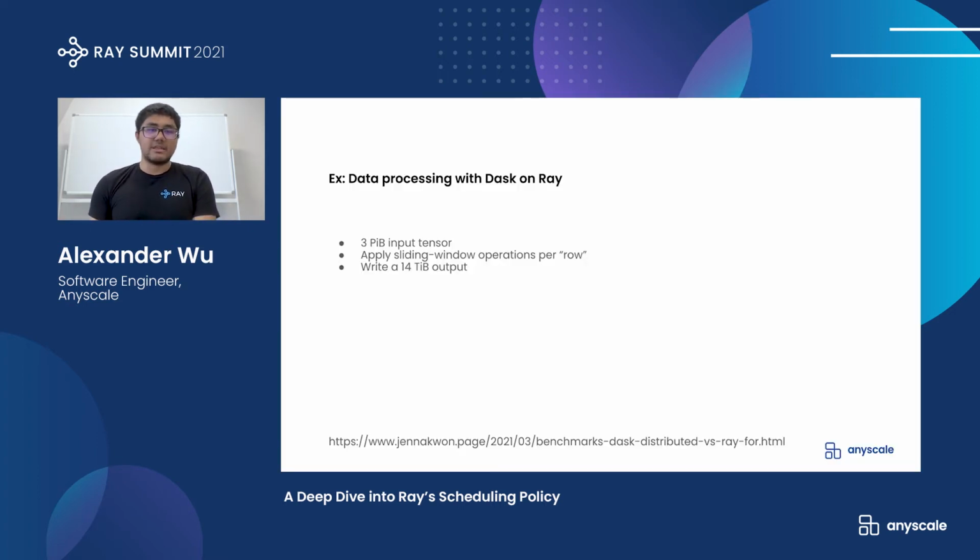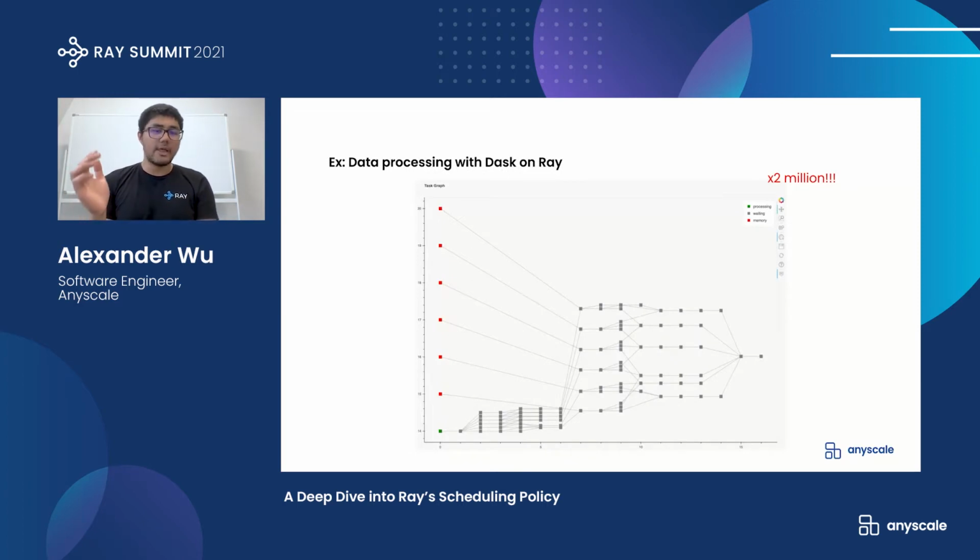One real world example that one of our users at Amazon had was trying to do a data processing job using Dask on Ray. The type of job we're talking about here is: you have 3 petabytes of input data, you want to do a sliding window operation on each row of this tensor, and then write a pretty massive output. The task graph you get out of that looks something like this. You have a bunch of different tasks that all depend on other tasks. This is an example of part of the workload, but you can imagine that it's actually millions of times larger.